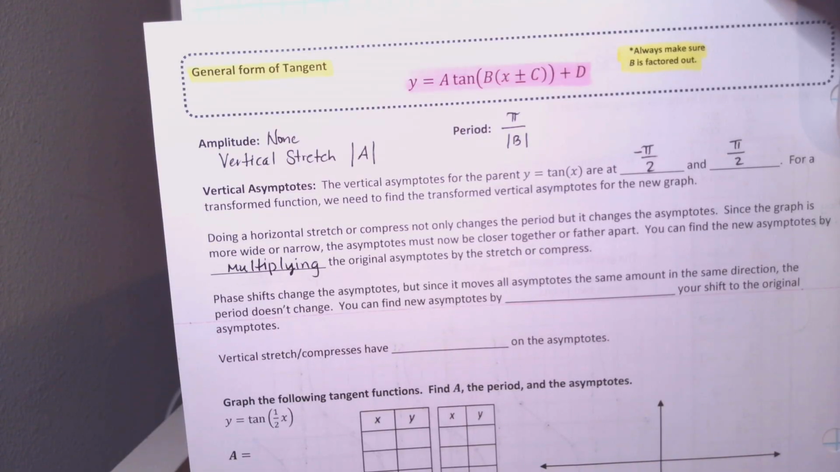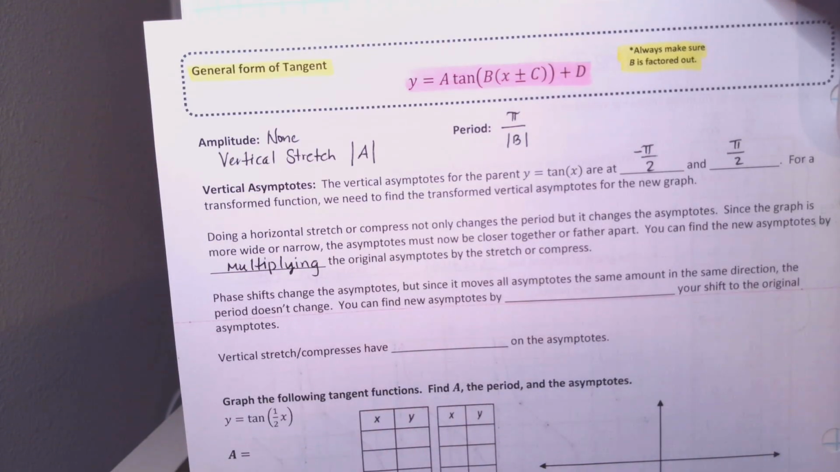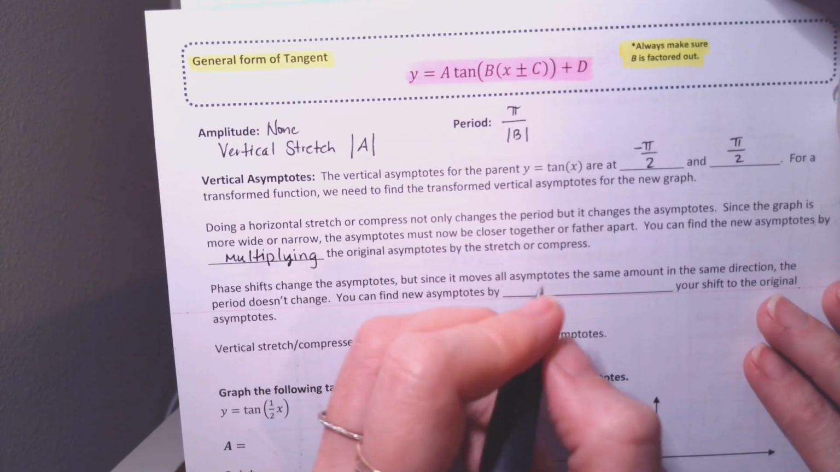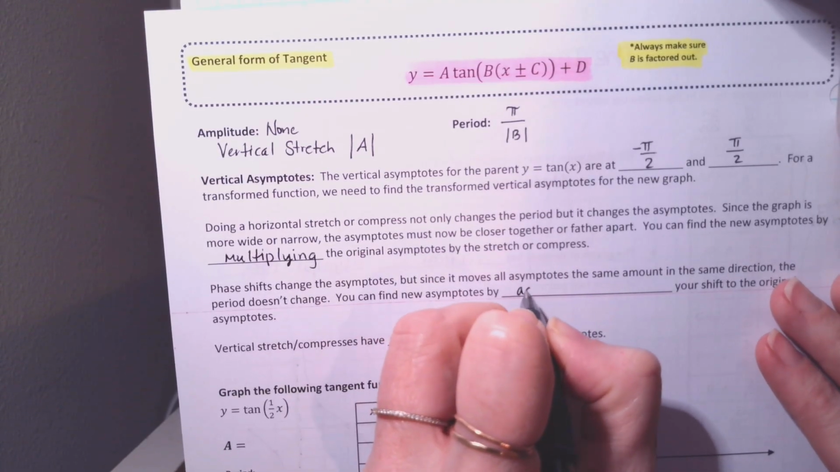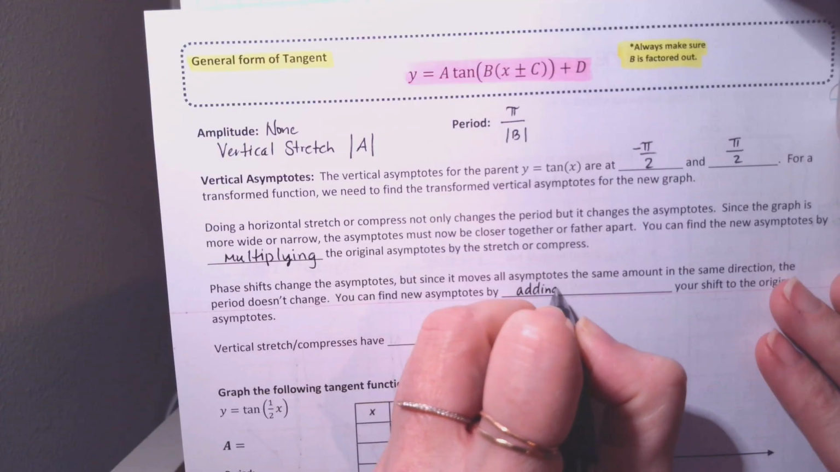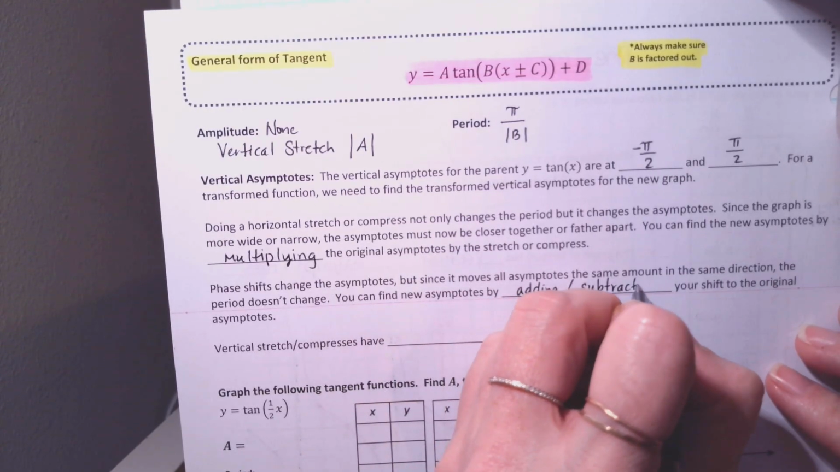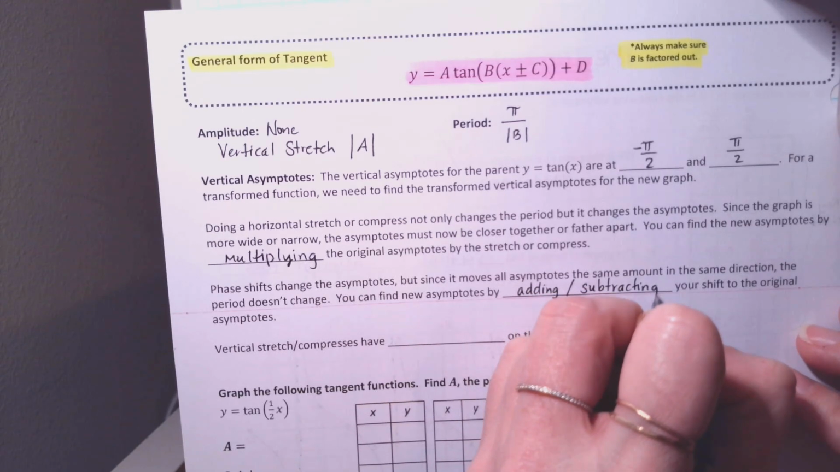Okay. Phase shifts, those are the left and right transformations. They do change the asymptotes. It'll cause the asymptotes to move left or right. It does move them all in the same amount, so you can find the new asymptotes by just adding or subtracting your shift to the original asymptotes. And again, we will find that whenever we finish our table.